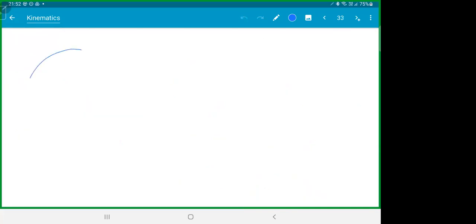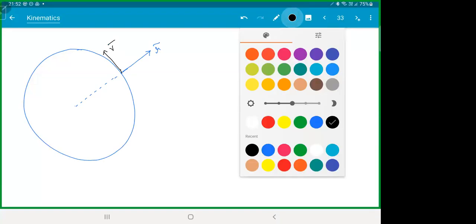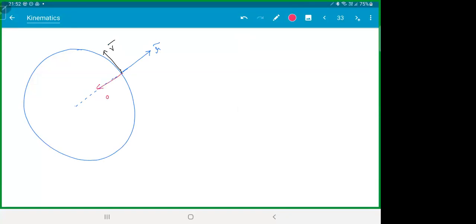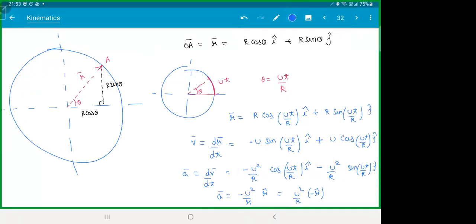So just to show you, this is how things will look. This was your r bar. This was your velocity. And this was your acceleration, which is u square by r in the minus r cap direction, opposite to the position vector. This is your centripetal acceleration, which you studied in school. There, that's the first part.